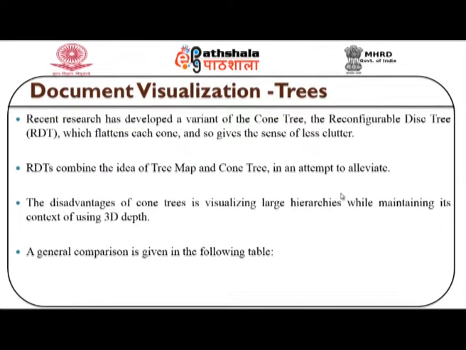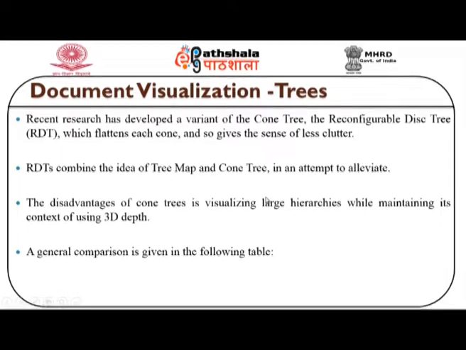So if we look at document visualization in the form of trees, there is recent research that has been developed in the variation of the cone tree, which is also called the reconfigurable disk tree or the RDT, which tries to flatten each cone and also gives the sense of less clutter. So these kinds of RDTs try to combine the idea of tree map and cone tree in an attempt to alleviate this. The disadvantage of cone tree is visualizing large hierarchies while maintaining its context using the 3D depth information.